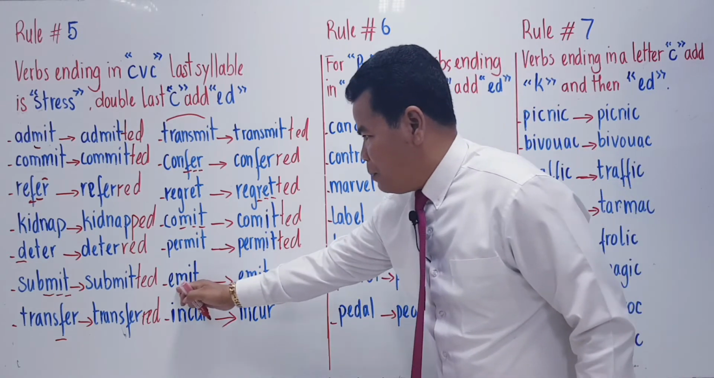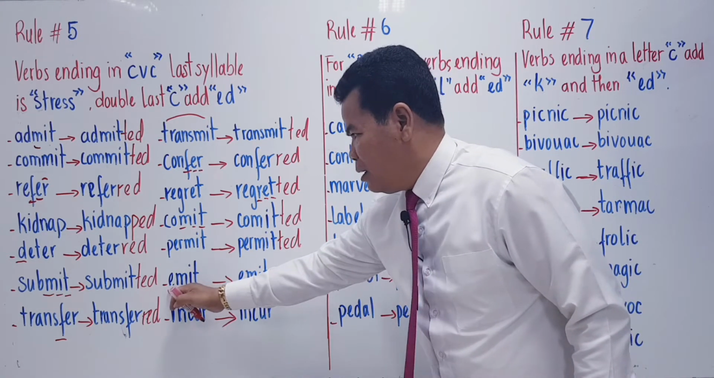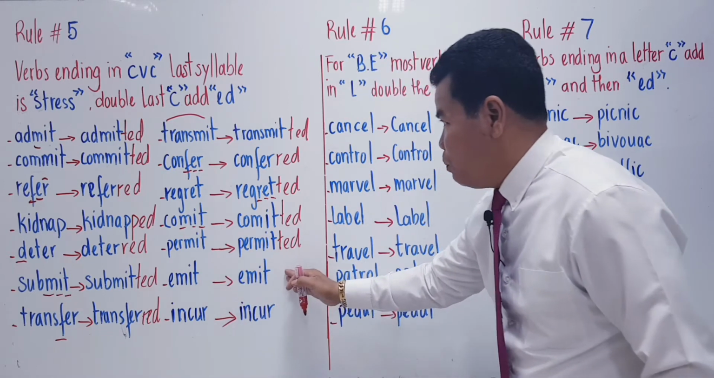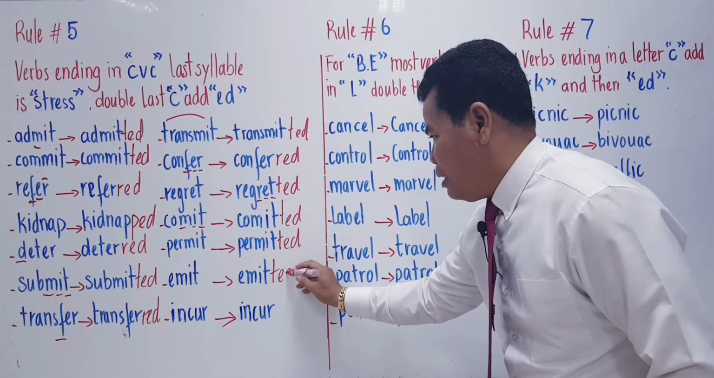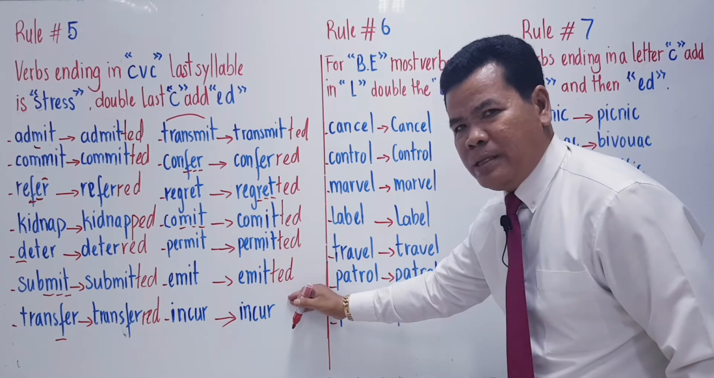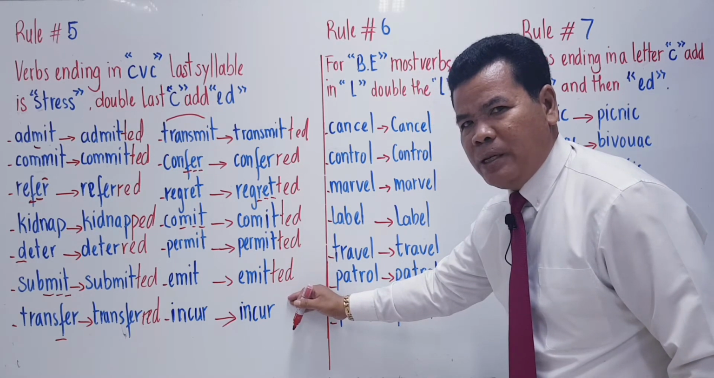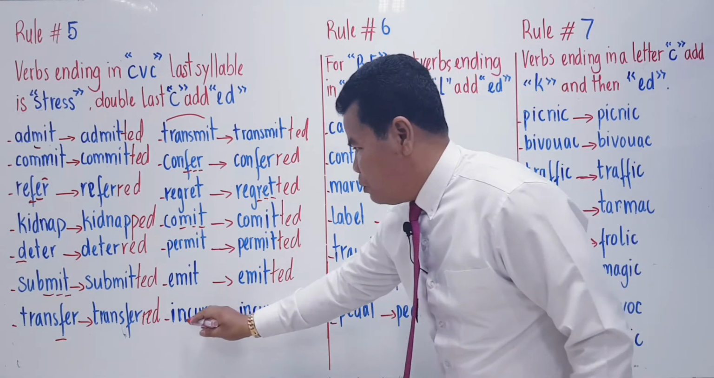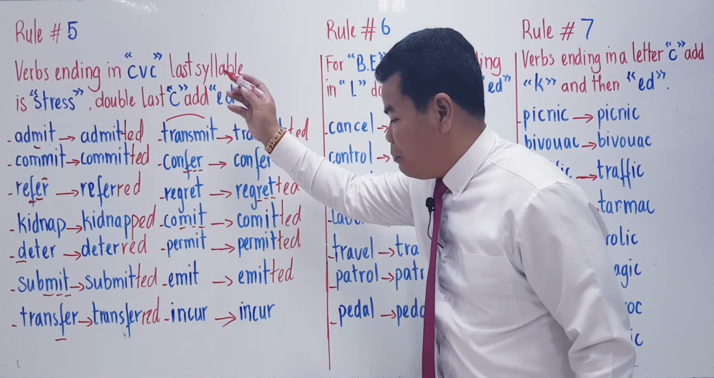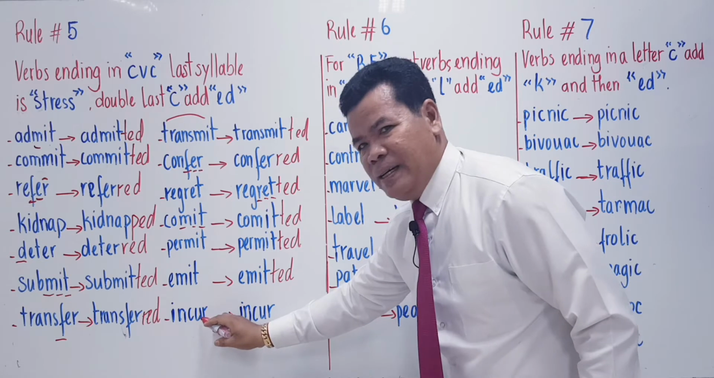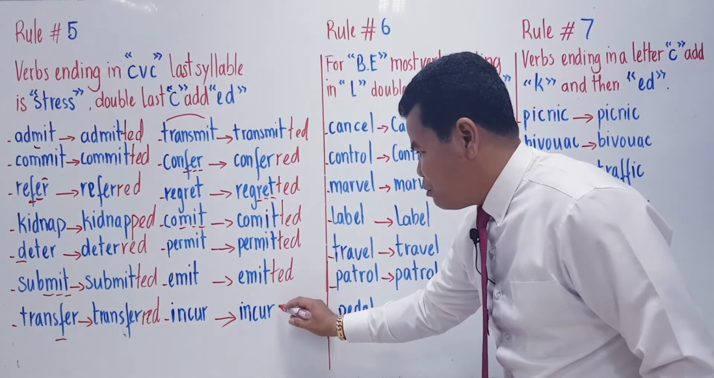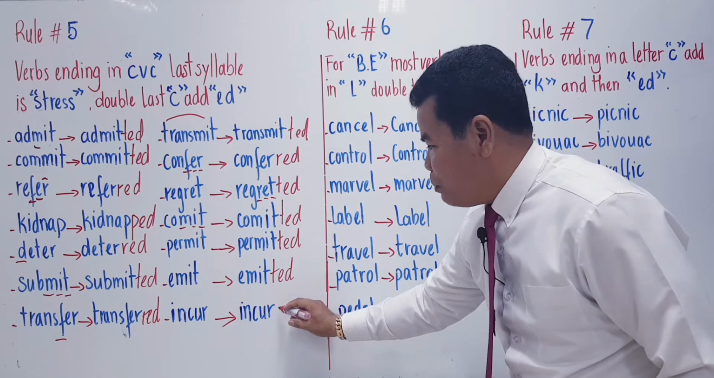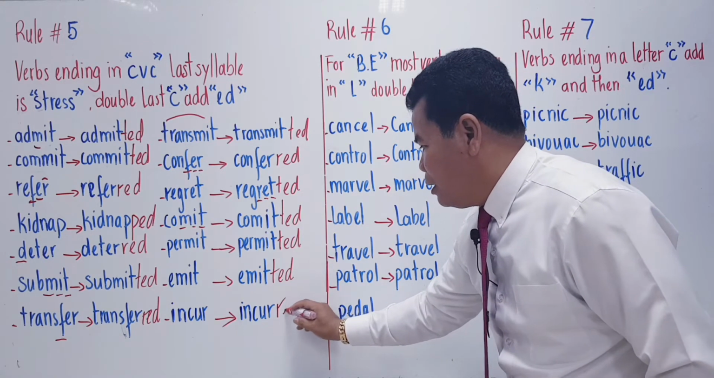How about this verb? Emit. When we go to the past participle, we have to double one more T and add ed. We pronounce it emitted. Let's go to the last one of rule number 5: incur. So what do we have? Do we have to double? We have to double the letter R and then add ed.